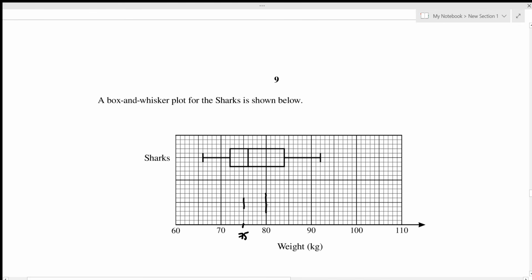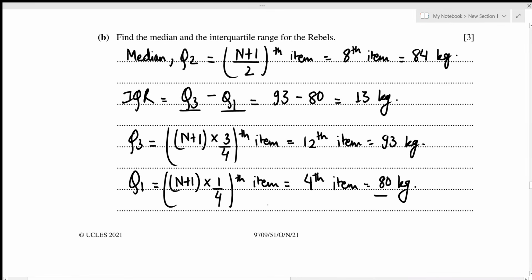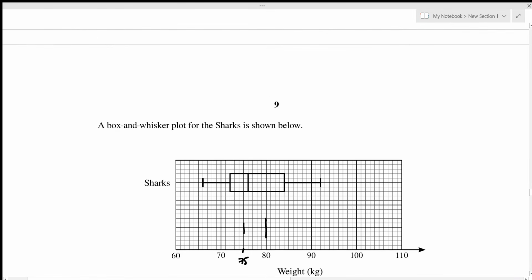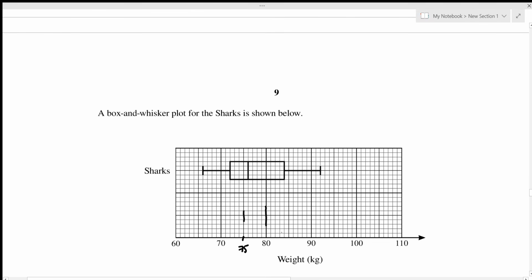Alright, the second information will be that of the median, and the median value we already figured out that's 84 kgs. Let's mark that down as well. Right here is going to be 84. So let's draw it up.